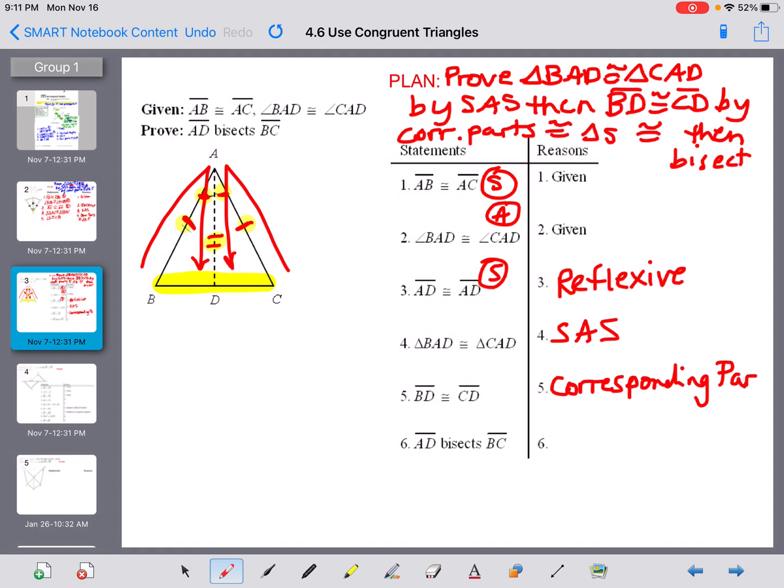The more we write this down, the more we remember it. Corresponding parts of congruent triangles are congruent. And if they are congruent, now we can say AD bisects BC. And when you see it, when you think vocab, that's right where it comes in. We just say definition of bisect. Okay, so if we bring in a vocab word, the reason is the definition of that vocab word.